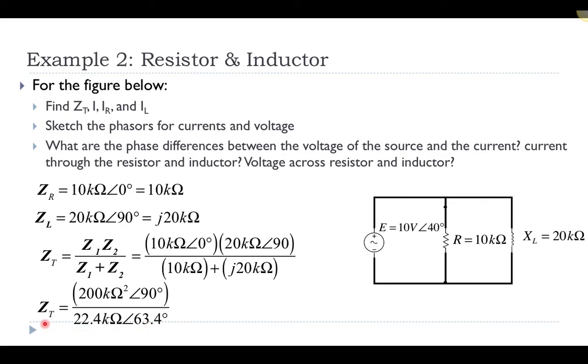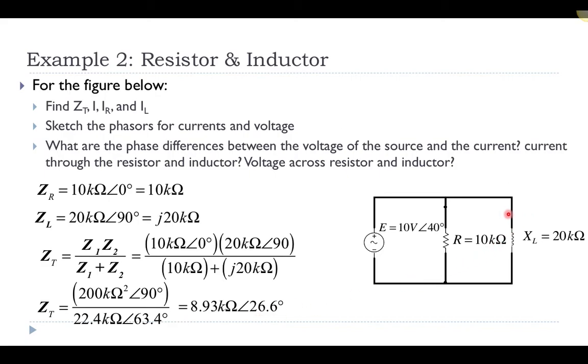I'm not quite done yet. I need to find the impedance value, so I can now divide 200 by 22.4, and I get 8.93 kiloohms. And I can find the angle by taking 90 and subtracting 63.4, and I get 26.6. So this 10 kiloohm resistor and this inductor that has a reactance of 20 kiloohms in parallel are equivalent to a total impedance that has a value of 8.93 kiloohms and an angle of 26.6 degrees.